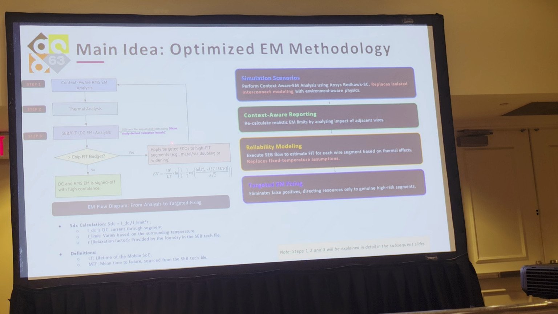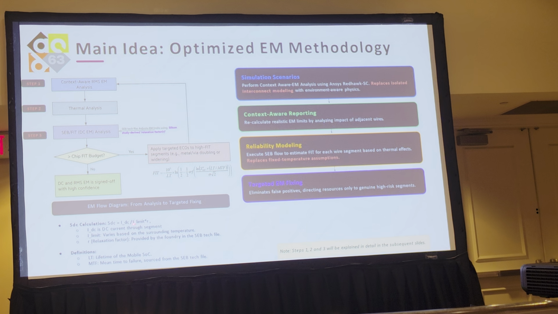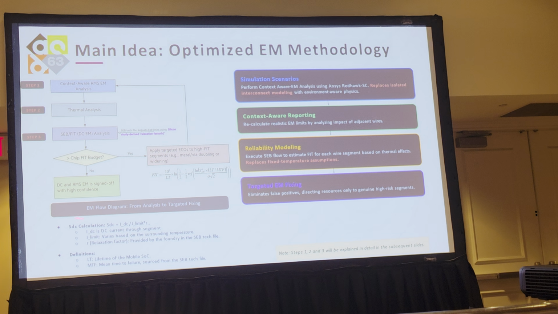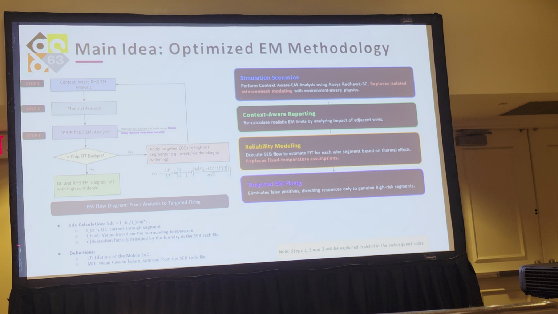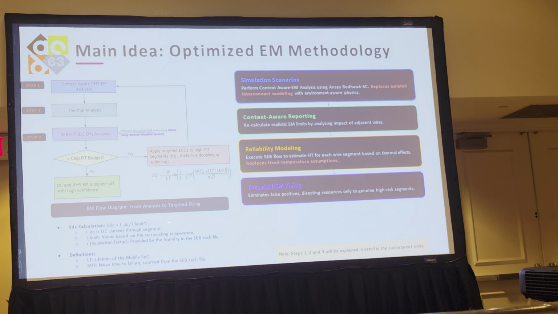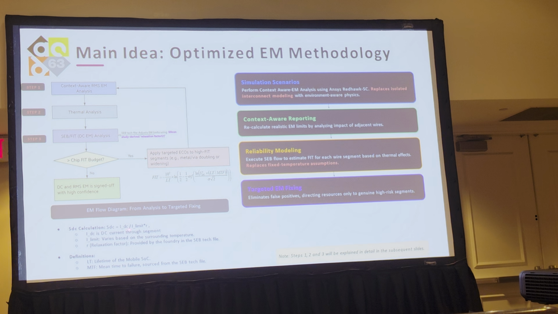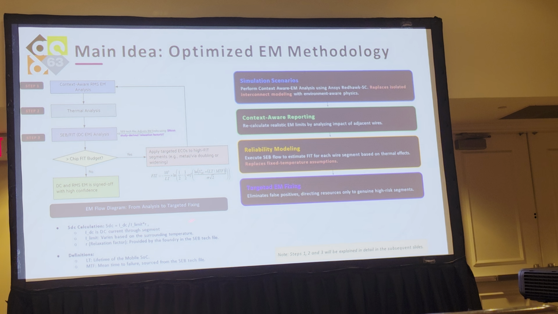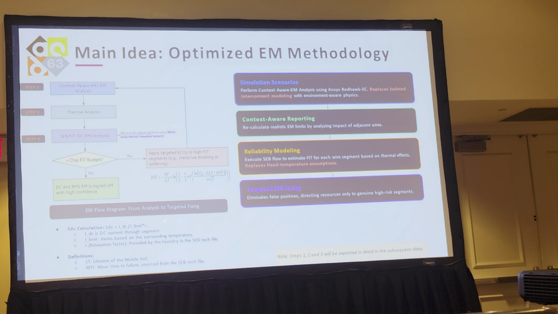Here the important factor is this R, the relaxation factor that the foundry provides us in our tech file, which we multiply with the EM limit. Based on the foundry's silicon testing feedback, they provide us this relaxation factor, which varies for different metal segments based on the layer, etc. And since this is a silicon-correlated factor, we include it in the FIT calibration, which gives us the realistic FIT value.